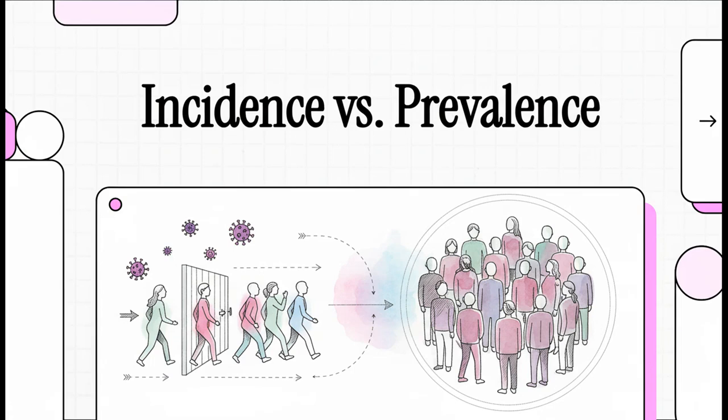If you follow any kind of health or science news, you've definitely heard the words incidence and prevalence thrown around. They sound kind of similar, but they tell two completely different stories about a disease. One tells us how fast a problem is spreading, and the other tells us how big that problem is right now. And by the end of this, I promise you'll know exactly which is which.